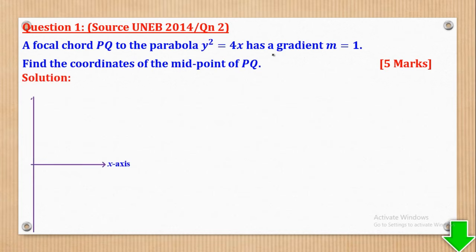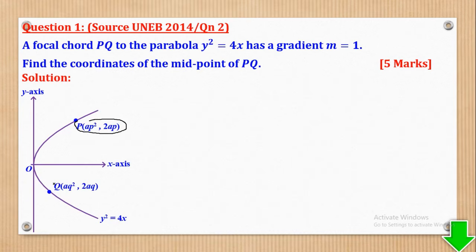So let's first draw a sketch. Label the axes well, then sketch the parabola. Then the side points P and Q. Now we are using these ones because these are the general points of a parabola. I think you remember those general points. So this is what they call a chord, the line joining these 2 points. Now because it is the focal chord, it has to pass through the focus of the parabola.